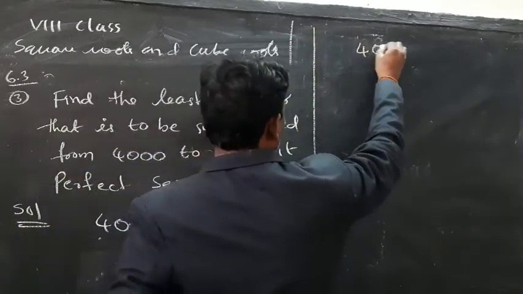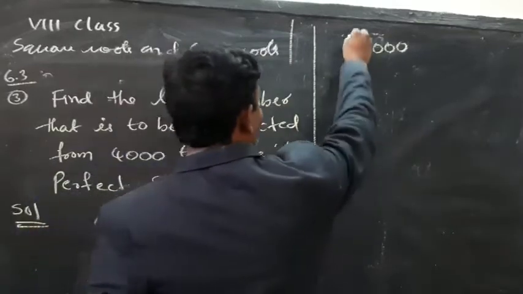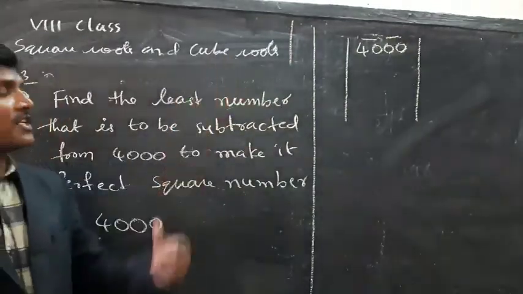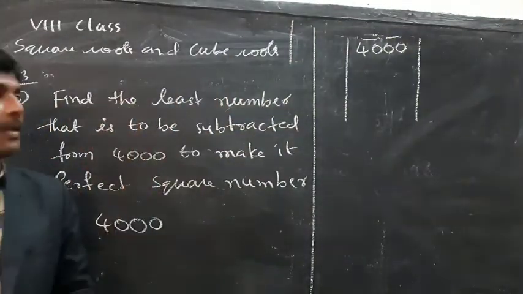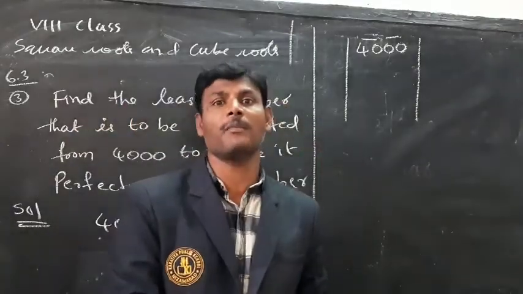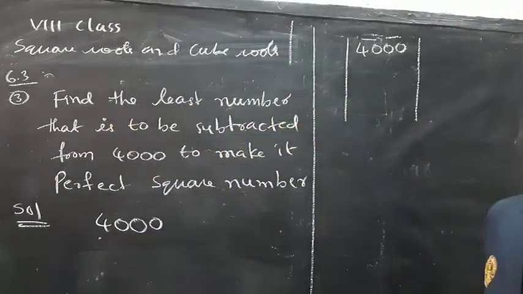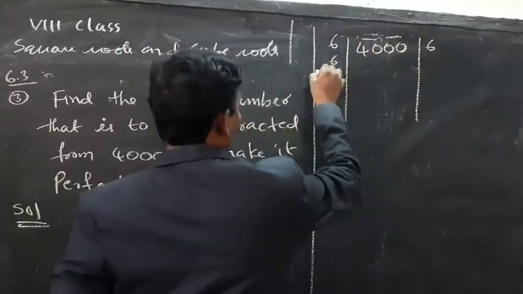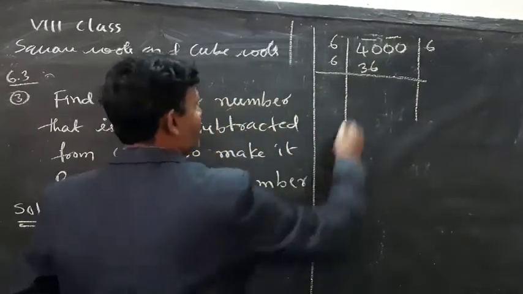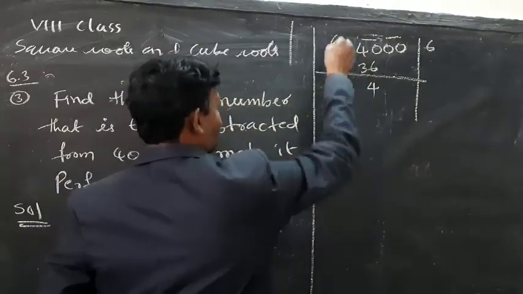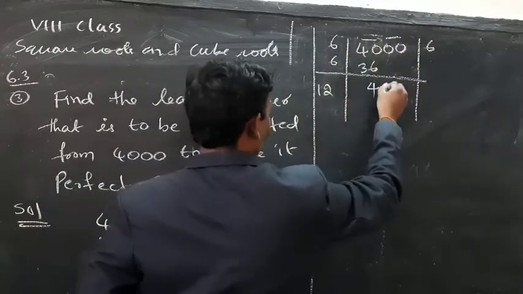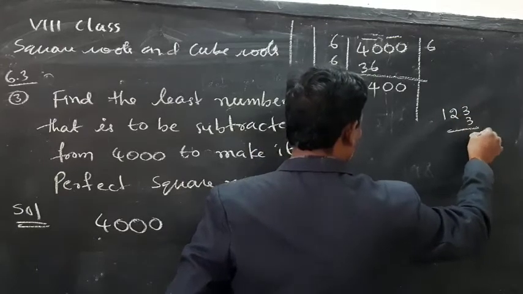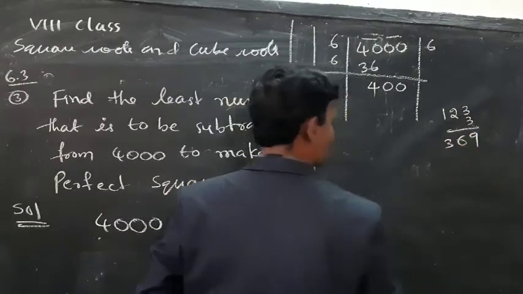I am taking 4000 and making pairs. So what is the first pair number? 40 is the first pair number. What is the nearest square number to 40? 36. So 6 6s are 36. 40 minus 36 is 4. 6 plus 6 is 12. Now take the second pair number, 00. Now 12, I am trying with 3. 3 3s are 9. 3 2s are 6. 3 1s are 3. So not enough.